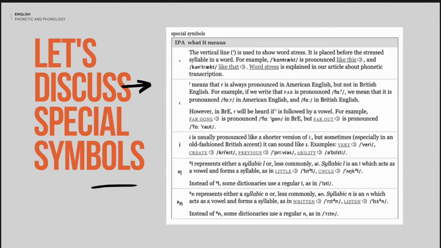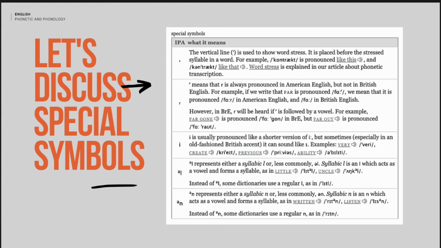Let's discuss special symbols. The vertical line is used to show word stress. It is placed before the stressed syllables in a word. For example, contract is pronounced like this and contract like that. Word stress is explained in our article about phonetic transcription.